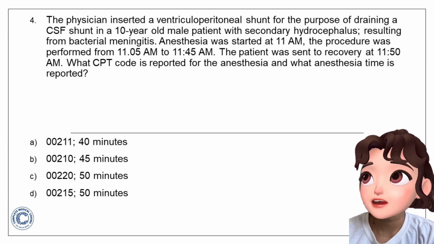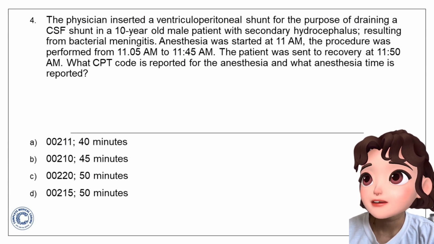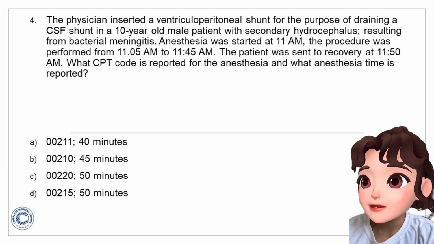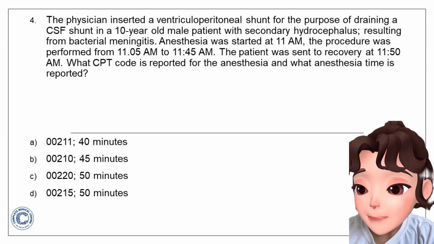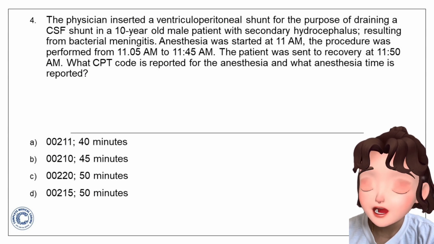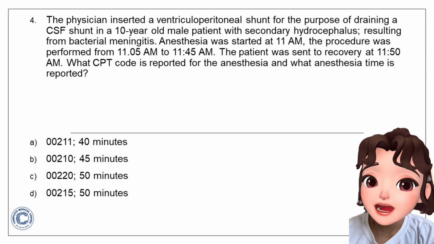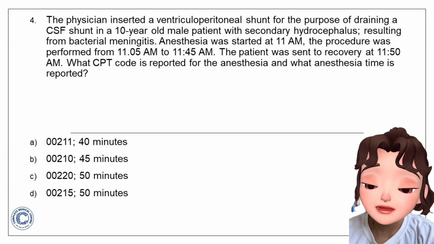What anesthesia procedure is being done? The physician inserted a ventriculoperitoneal shunt for the purpose of draining a CSF shunt for a male patient with secondary hydrocephalus resulting from bacterial meningitis. So what is 00220? 00220: anesthesia for intracranial procedures, cerebrospinal fluid shunting procedures. CSF represents cerebrospinal fluid shunt. This is what we need, draining a CSF shunt.